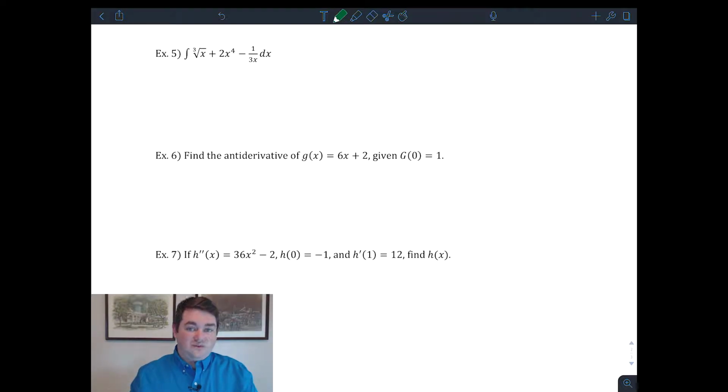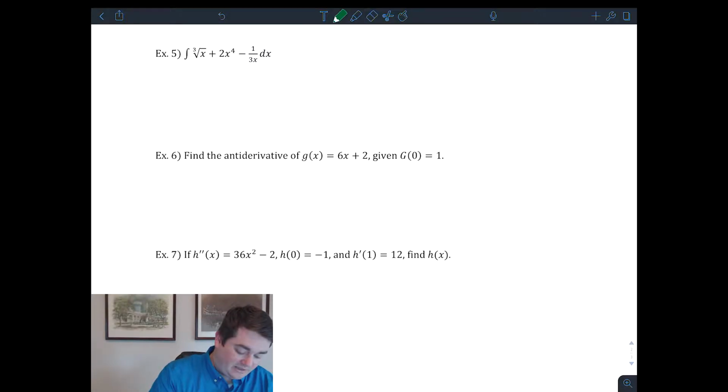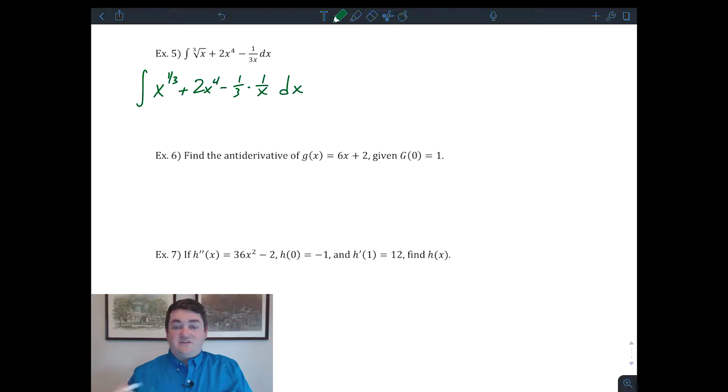And just like with derivatives, I want to rewrite this problem in a way that's nice and easy to work with. And when I say that, I really mean write it in a way that uses exponents and not square root signs. So I'm going to rewrite this problem as the antiderivative of x to the 1/3 plus 2x to the fourth minus 1/3 times 1 over x dx. And in doing so, now I can take this antiderivative a little bit easier.